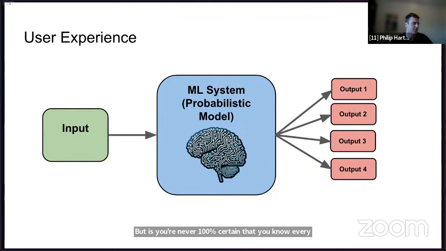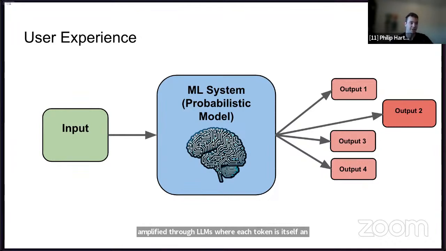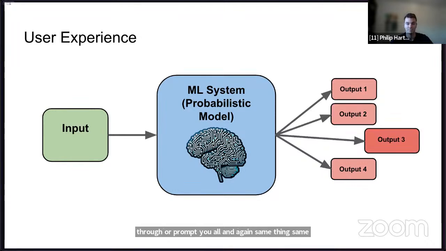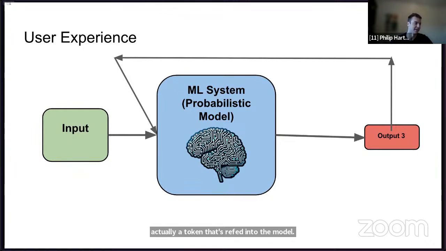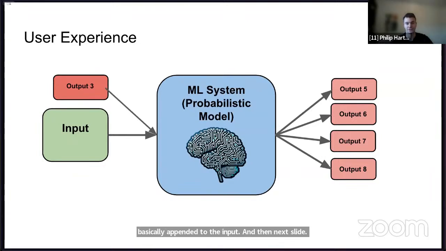So when you sample, you can get a different output each time, and that is amplified through LLMs, where each token is itself an output. The next slide will show you might put input through once and get output two. You might put that same input through, or prompt your LLM again, same prompt, and get output three. And this is amplified by the fact that output three itself is not the final answer. Output three is actually a token that's refed into the model. So on the next slide, we can see it goes back in, is basically appended to the input, and helps determine what the next token is going to be.